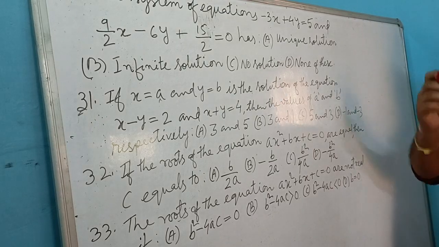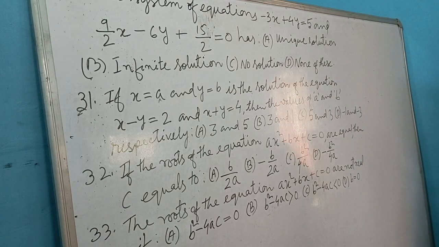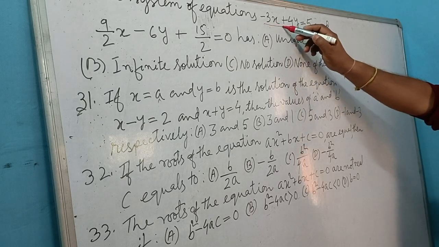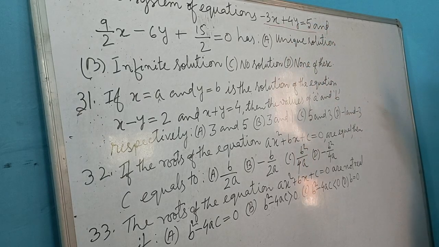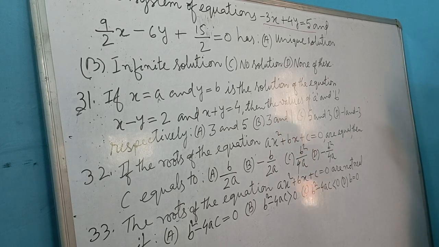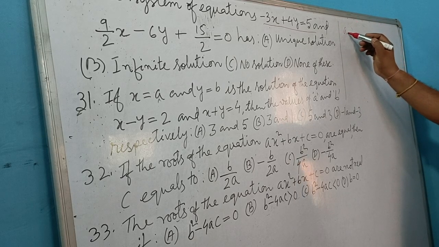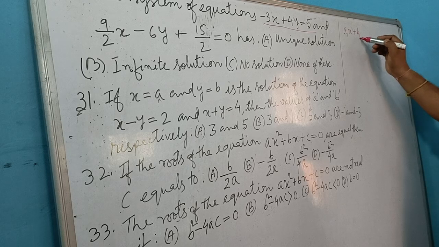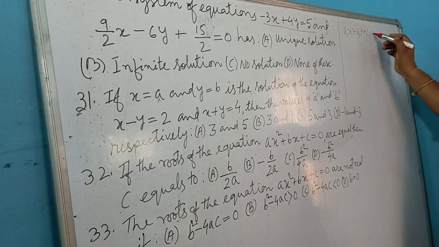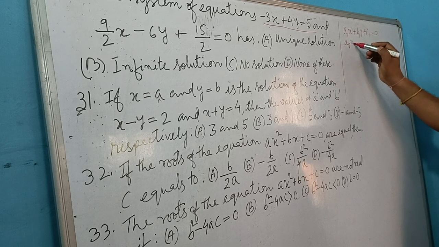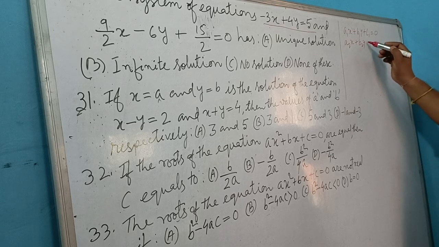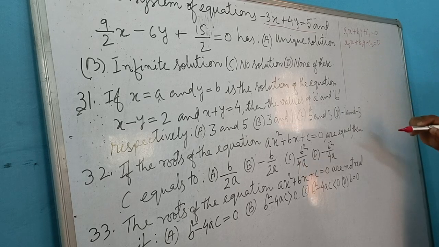You see question number 30. The system of equations -3x + 4y = 5 and 9/2 x - 6y + 15/2 = 0 has what solution? You see, for a pair of linear equations a1x + b1y + c1 = 0, a2x + b2y + c2 = 0.